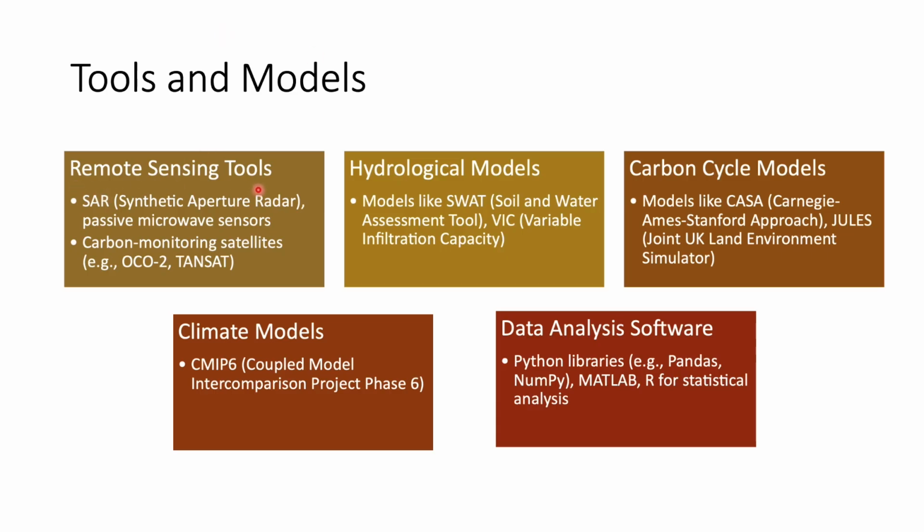One is the remote sensing tools: synthetic aperture radar with passive microwave sensors, or carbon monitoring satellites can be used. With respect to hydrological models, like SWAT, that is Soil and Water Assessment Tool, or Variable Infiltration Capacity, can be used for measuring and studying this. Carbon cycle models include CASA, that is Carnegie-Ames-Stanford Approach, and JULES, the Joint UK Land Environment Simulator. Climate models include the Coupled Model Intercomparison Project Phase 6. And data analysis tools include Python libraries, MATLAB and R for statistical analysis.